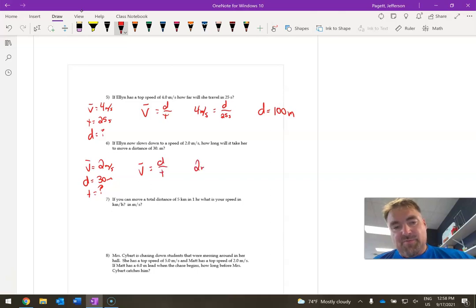So now it's 2 meters per second is equal to 30 meters over T. Cross multiply this. T is going to end up becoming 15 seconds.